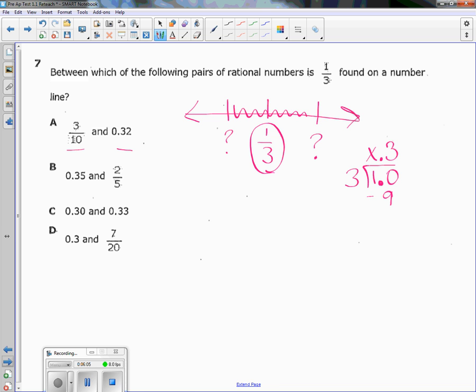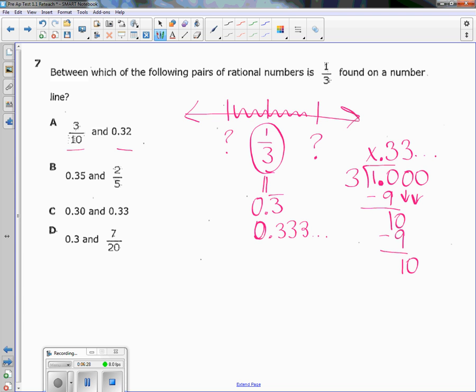3 times 3 is 9. I subtract and I get 1. I add a 0, I bring it down. 3 times 3 is 9. I realize this is going to be repeating forever. So what 1/3 equals as a decimal is 0.3 with the bar over it, the bar notation. I usually like to write that out because whenever we're comparing, it's easier to tell.